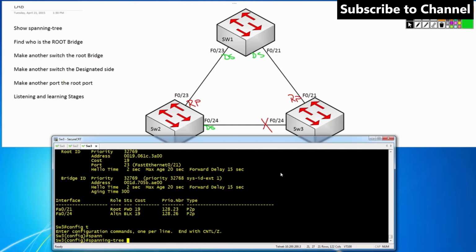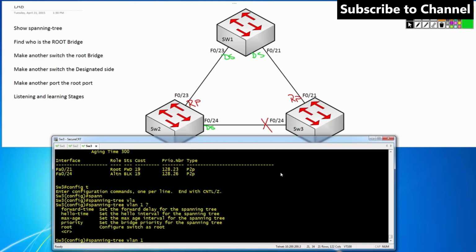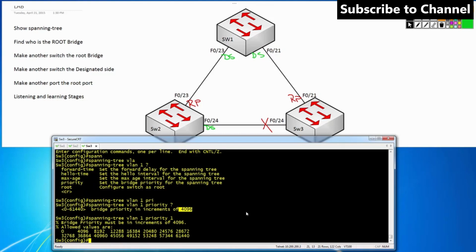The command will be spanning tree for VLAN 1 instance. There's a couple ways we can do this. One, we could change the priority, which is the first thing we're going to do. We're going to say priority. And notice that it says that it must be in increments of 4096. I'm just going to hit 1, and it says, sorry, it has to be an increment of 4096. So we start off with 0, our next value is 4096, next one is 8192. Get the idea?